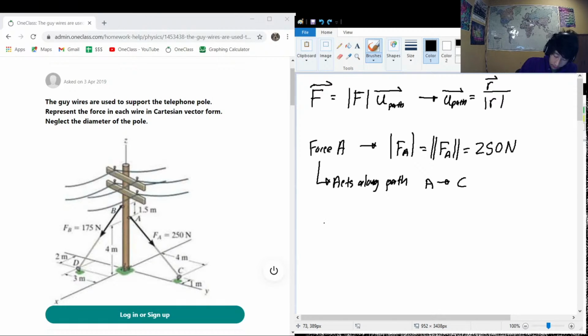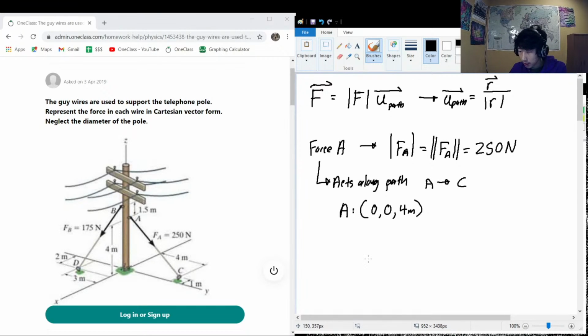So A is at this point. Okay, so let's look at the diagram. A is 0 in the x direction. It's directly above the xy intersection, but it is 4 meters in the z direction. Okay, so we have 0, 0, positive 4 meters.